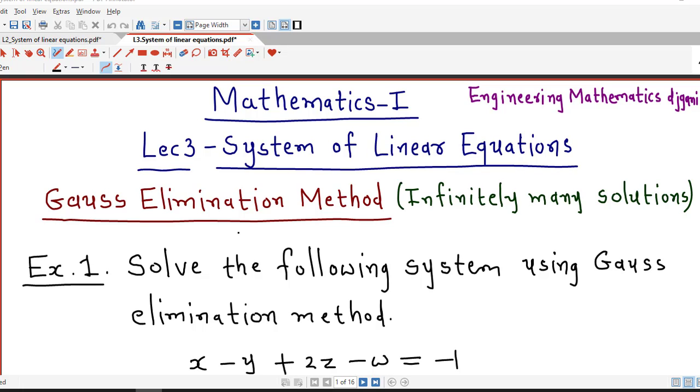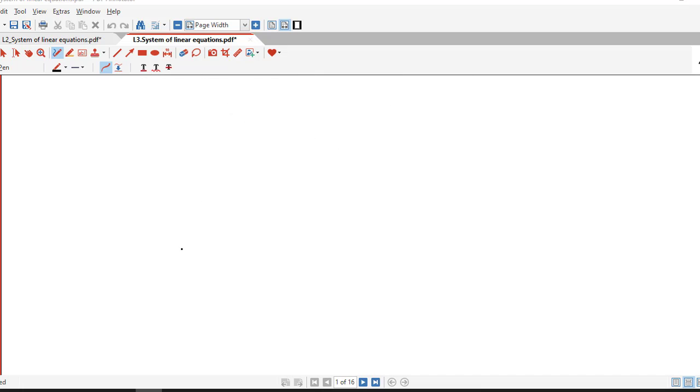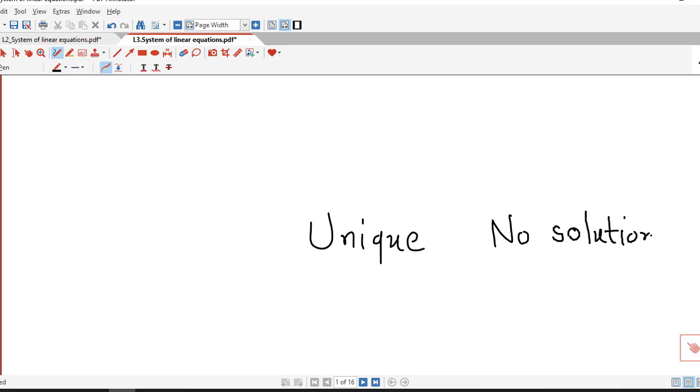In previous lecture we have discussed Gauss elimination method to solve the system of linear equations, and we have seen two cases of Gauss elimination method. We have seen one example in which the solution was unique, and we have seen one example in which system has no solution. Today we are going to discuss the example of a system which has infinite number of solutions.